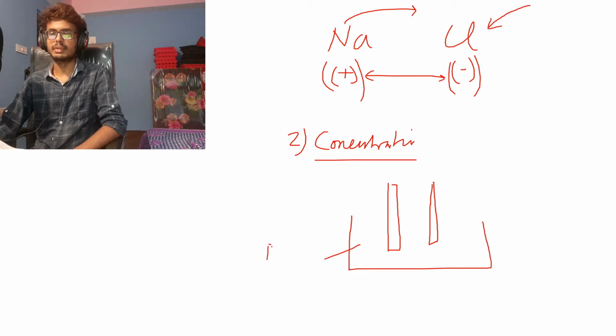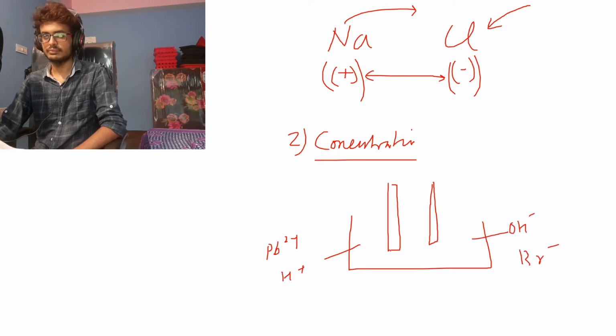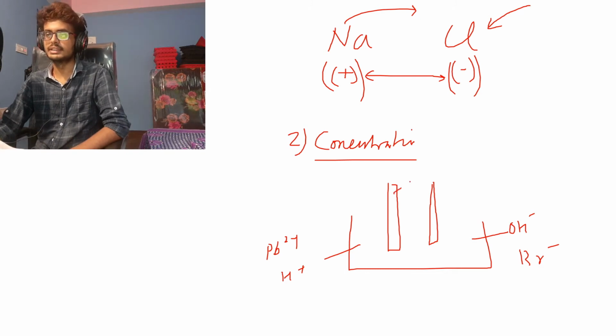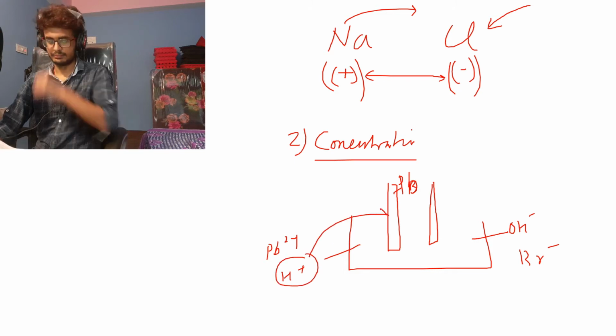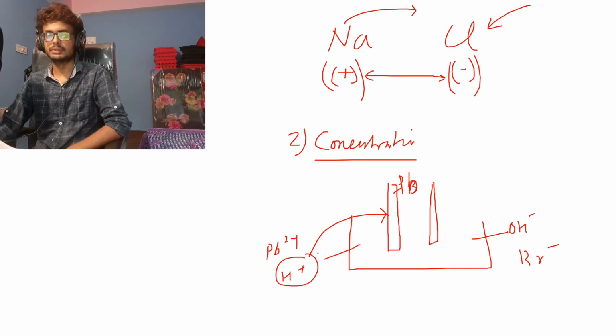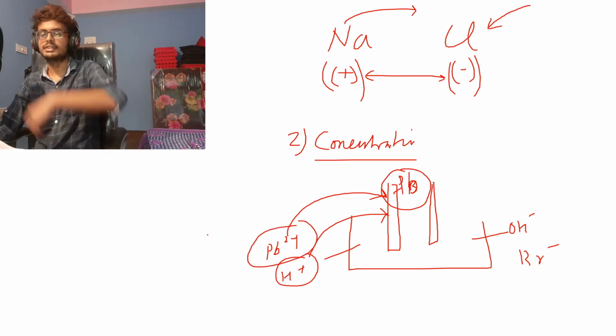So if this solution has lead ions and hydrogen ions, and OH minus ions or bromine ions, now according to the electrochemical series, this electrode is made up of lead. According to the electrochemical series, hydrogen will get discharged at one electrode because hydrogen is lower than lead. But since it is a lead electrode, it will not go in accordance with the electrochemical series, but rather lead will be discharged there. So this is where concentration plays an important role in getting discharged at an electrode.